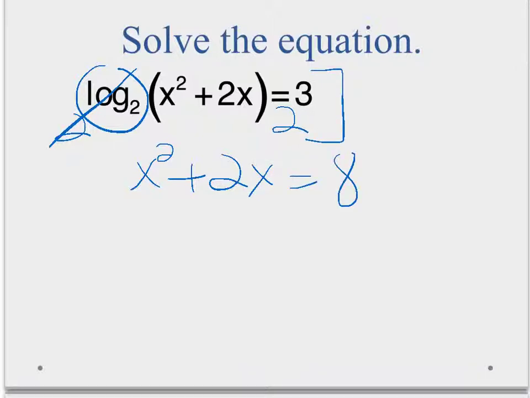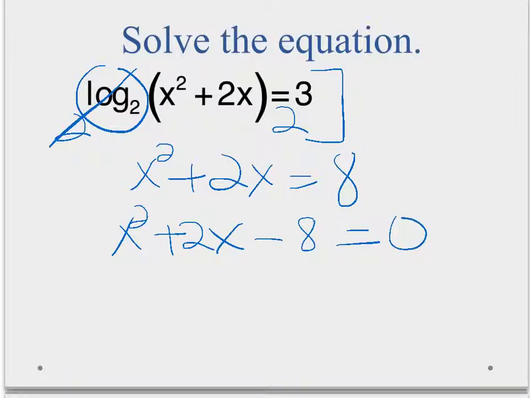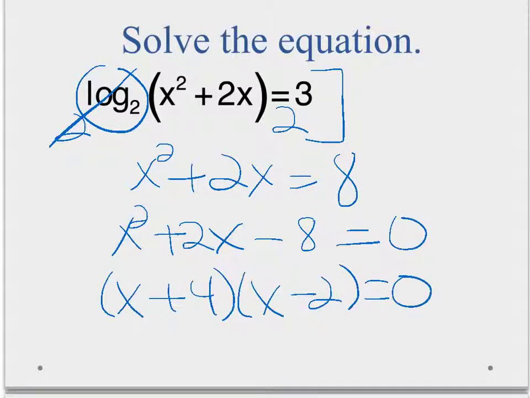And then remember what I told you about quadratics. Anytime there's quadratics in this log section, we're going to be able to factor it. So we get x squared plus 2x minus 8 equals 0. And then we factor that thing, so we get x plus 4 and x minus 2 equals 0. And then I set them both equal to 0, and I end up with negative 4 and positive 2.